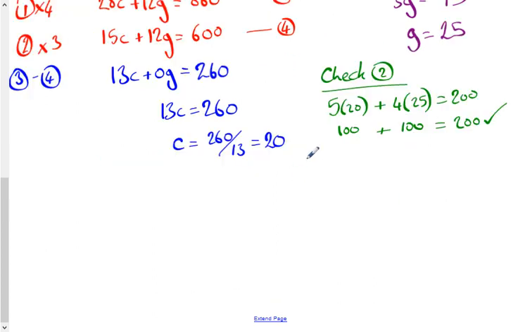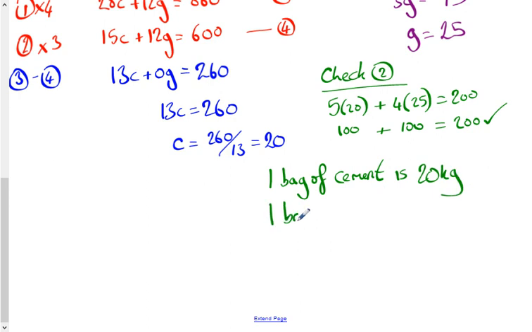And since we know that that's right, we can say 1 bag of cement. And we should use our words to answer it. Since it's a wordy question, it deserves a wordy answer. 1 bag of cement is 20 kilograms. 1 bag of gravel is 25 kilograms. Now they can be quite mean on the marking scheme. Some years C equals 20, G equals 25 would get you the final marks. But most often you need to have this wordy answer at the end.